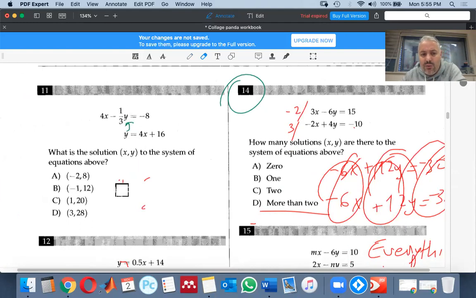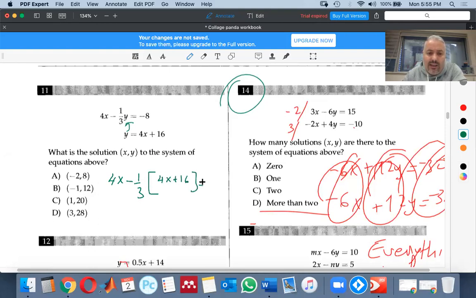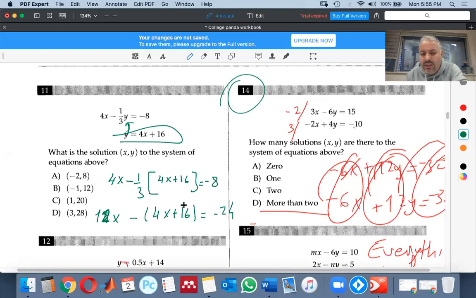I said actually, instead of y, just put it. Let's do it. 4x minus 1/3 y. What is y now? 4x plus 16 equals negative 8. Substitution: I took it and put it here. What can I do? For example, since the denominator is 3, multiply both sides by 3. 3 times 4 is 12x, the 3 and 3 simplify, minus 4x plus 16, and times 3, negative 24. Is the first step okay?